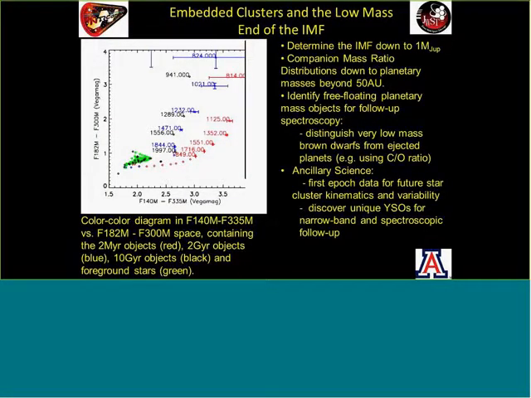The embedded cluster program will use color diagrams such as you see here to separate foreground stars from cool low mass objects, and we'd like to get the initial mass function out of data such as this, and we are wondering whether or not one can distinguish very low mass brown dwarfs from ejected planets, potentially using C/O ratios.